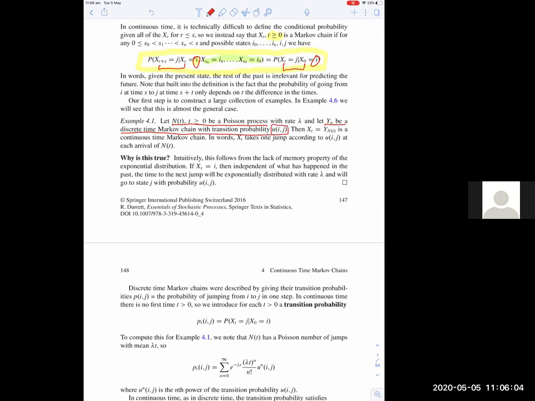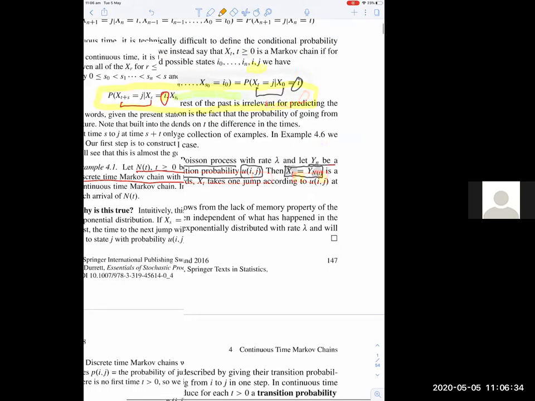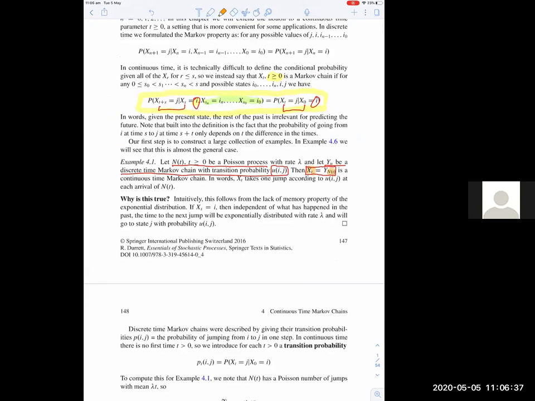Okay, and now you make a continuous time process as follows. Look at this transformation. You're taking your discrete time object, Y at time n, but instead of time n, you'll now stick in the time index N of t, where N of t is the number of events that occur in a Poisson process up to time t. And you call this thing X of t. Now, this is in its own right going to be a continuous time Markov chain.